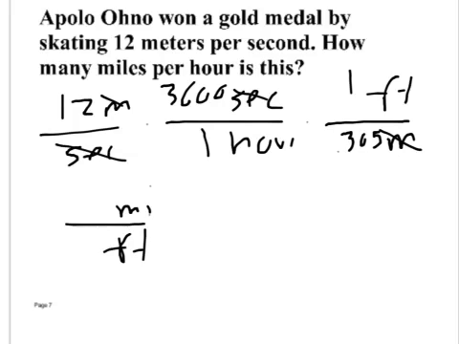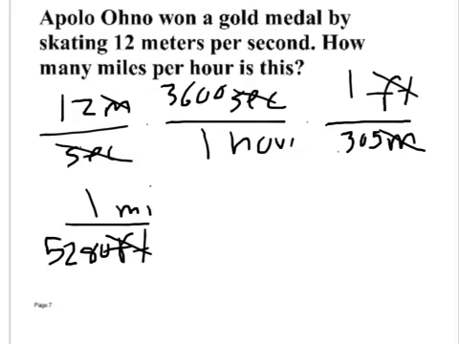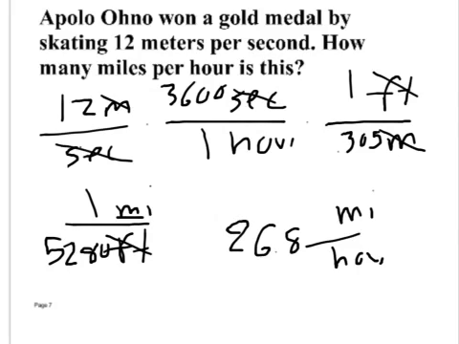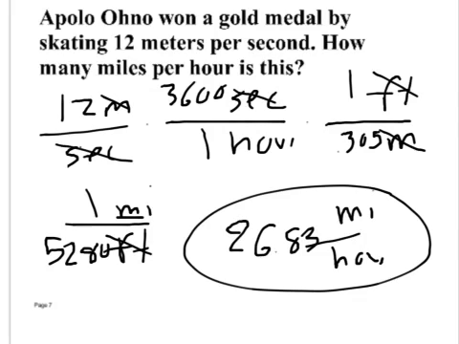Do I know how many feet are in a mile? Yes, it's in the back of your book, remember from Monday, right? It's 5,280 feet in 1 mile. My feet cancel. I look at what's left. The only unit left on top is miles. The only unit left on bottom is hours. Is that what I wanted? Miles per hour? Yeah. So now I do all the conversion. I take 12 times 3,600, divide it by 0.305, divide that by 5,280. And I find that Apolo Ohno traveled 26.83 miles per hour. Write this down.